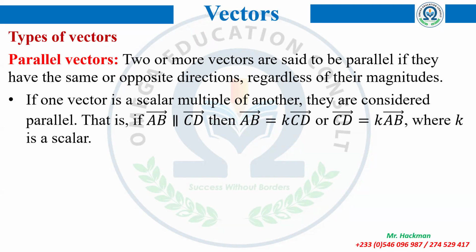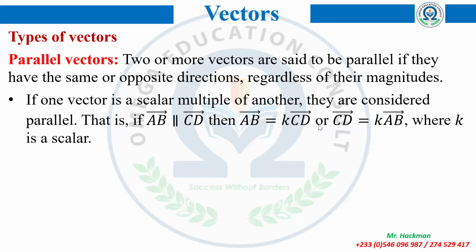Now in terms of computation, I'm going to read this, and it contains some of what I just said. If one vector is a scalar multiple of another, they are considered to be parallel. That is, if I have vector AB, and in math this symbol represents parallel, so if vector AB is parallel to vector CD, then vector AB should be equal to K times the vector CD. We know that K is a scale factor, remember when we did the product, multiplying the vector by a scalar. So K here will be a scalar. So it means AB is a scalar multiple of CD.